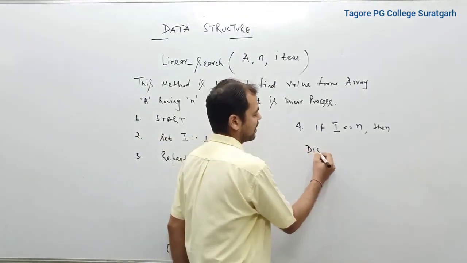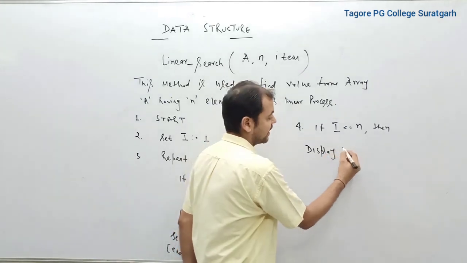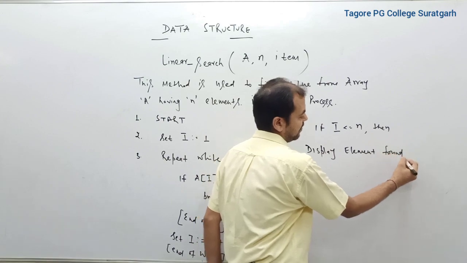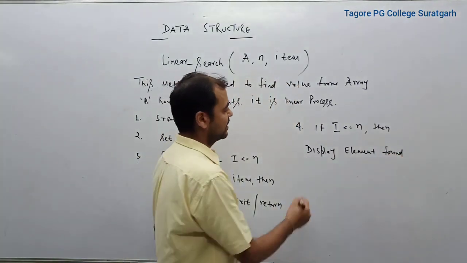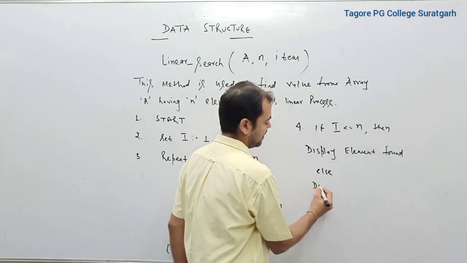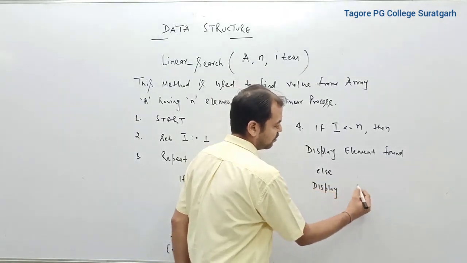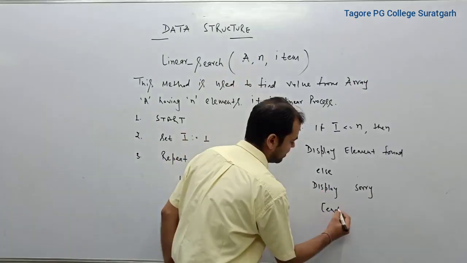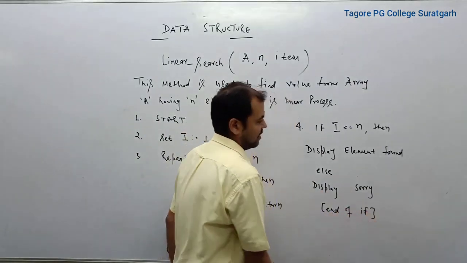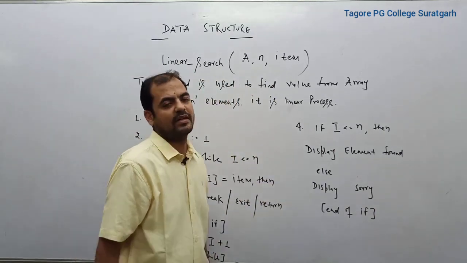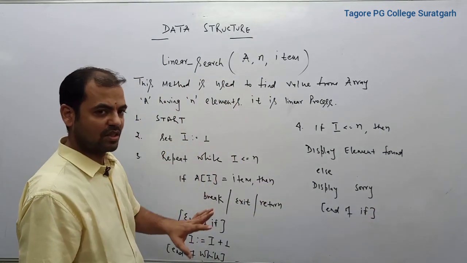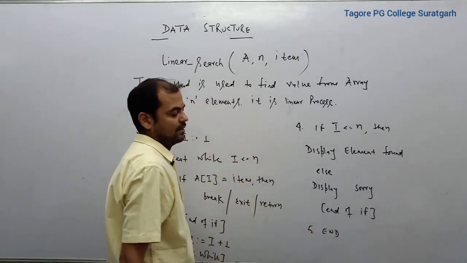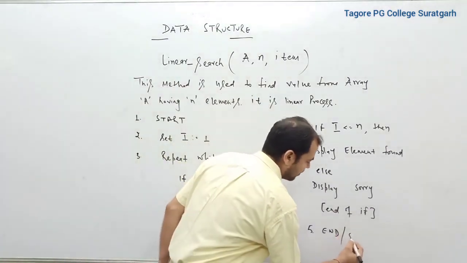So we need to give the message using the display command, that is element found. This is very common. Otherwise, you need to say display the search operation is unsuccessful. So for that you can use the else keyword. Simply we say end of if. So this is the final step. Now your algorithm is going to finish. So put your keyword like end, or you may also use the stop keyword, right?